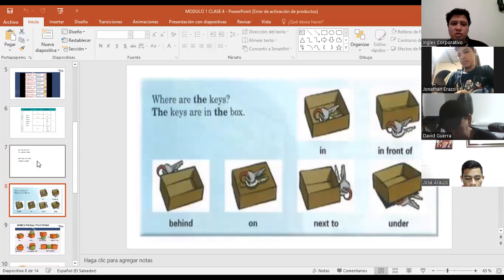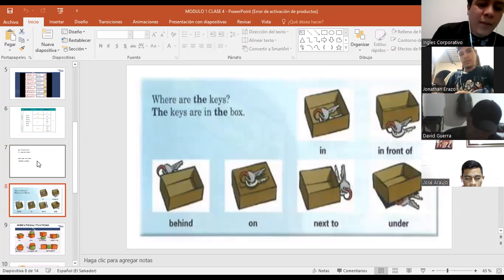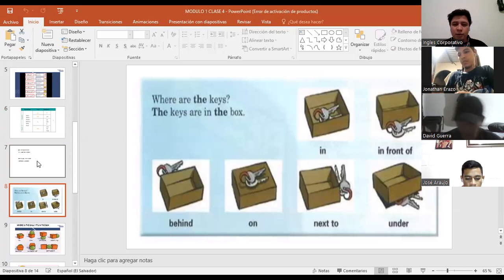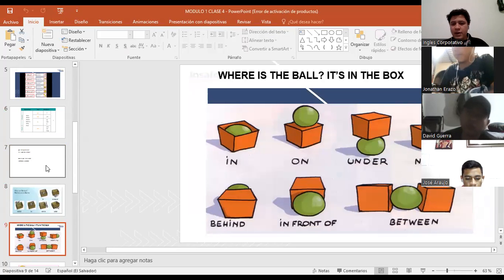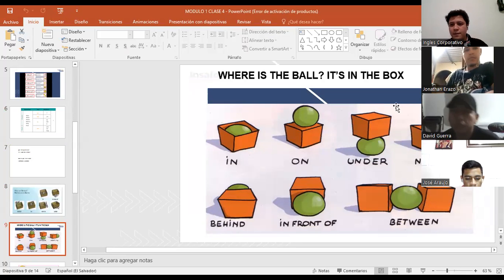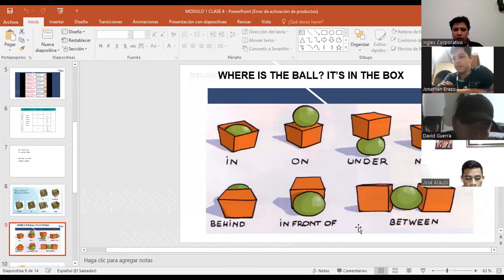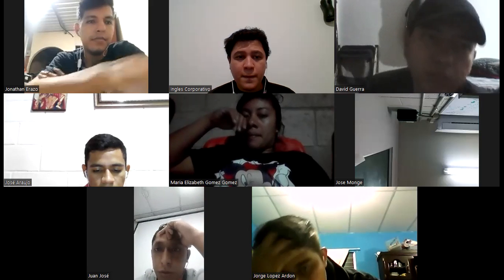Now, guys, we are going to move to prepositions. Do we remember prepositions, right? Nos acordamos de las preposiciones, right? Que las vimos. So we have it here, okay? So we have in, on, under, next to, behind, in front, between, okay? So let's see, vamos a ver si nuestra mente aún funciona con... Yeah?